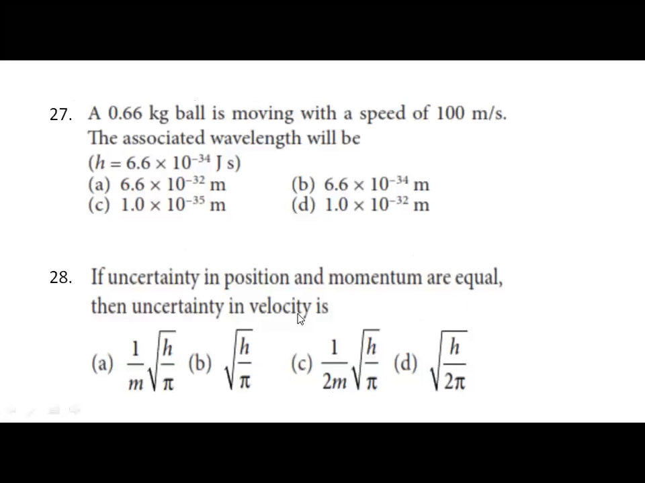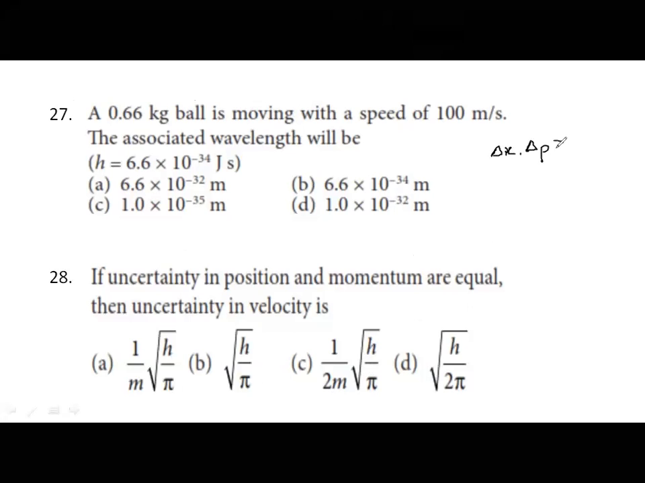So delta v, the uncertainty in velocity, is equal to 1 by 2m, the root of h by pi. I hope you understood what we did. Simply, we took delta x into delta p greater than or equal to h upon 4 pi. This is Heisenberg's uncertainty principle.